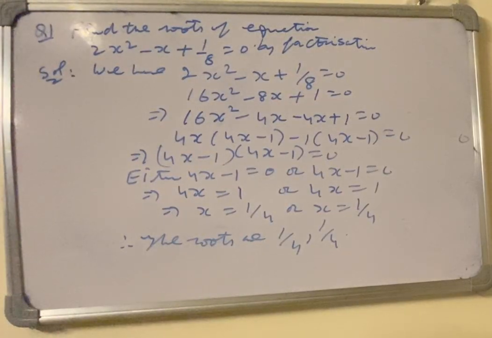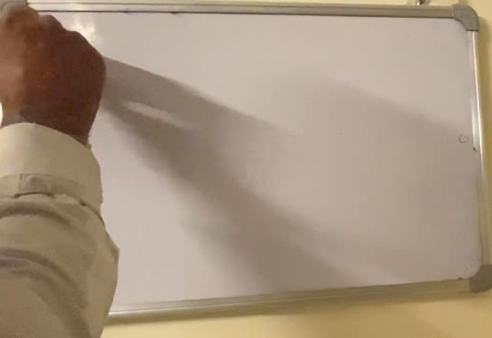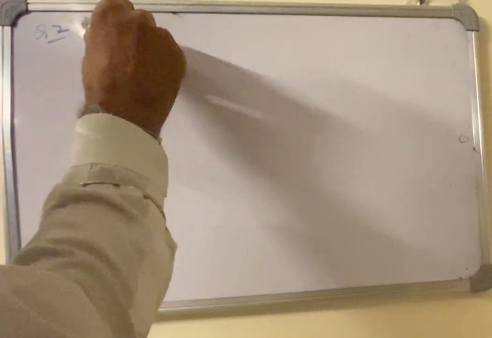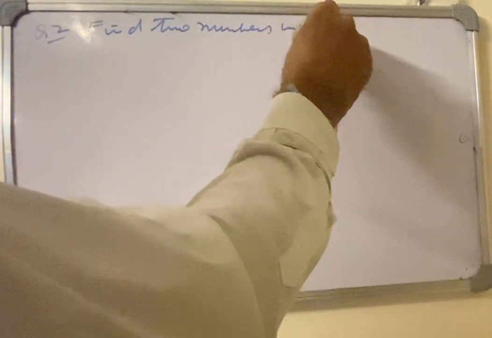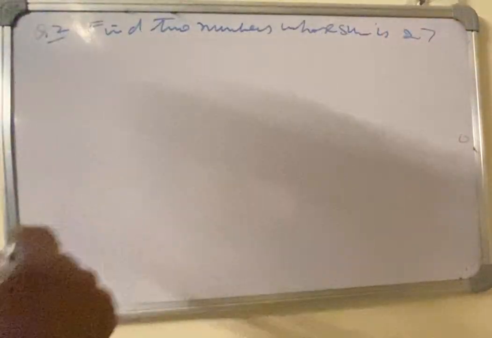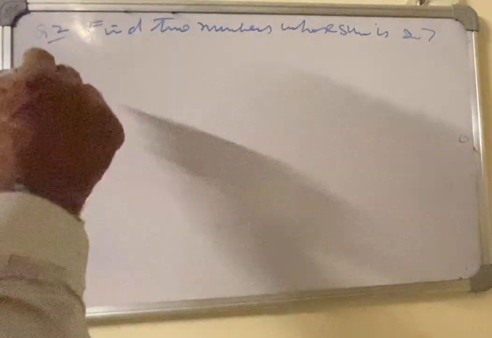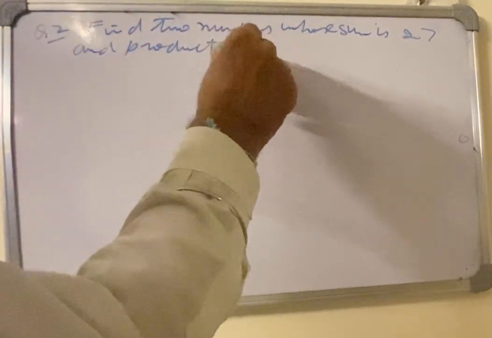Next question, second question: find two numbers whose sum is 27 and product is 182.